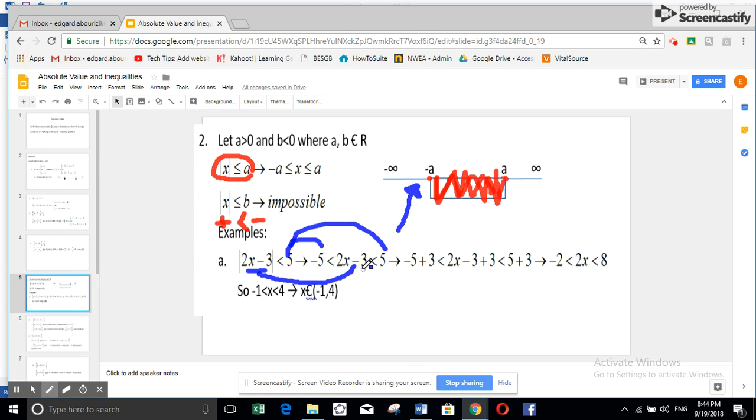Now, as you all know, you add plus 3 on every side to cancel the 3. So you're going to get minus 2 less than 2x less than 8. I want to find x, so I divide all sides, the 3 sides, by 2. You're going to get x between minus 1 and 4. What does it mean, x between minus 1 and 4? Because I have less, it's open here and here. So it will be between minus 1 and 4, open from minus 1 till 4, as we said here.